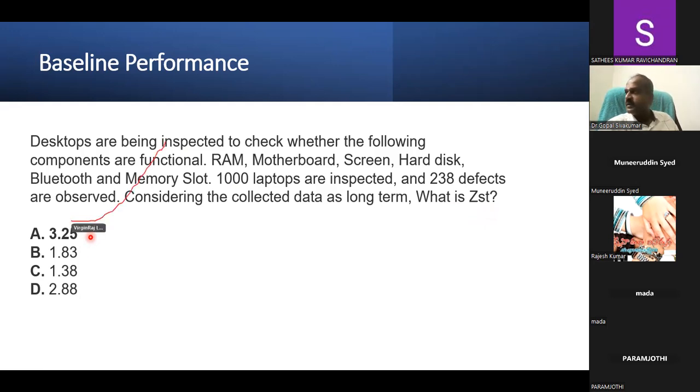6. Very good, 6. And the sample size 1000. Number of defects 238. Now you fill in these details, and DPMO will come straight away. ZST will also come, right? Yes. Hope everyone is clear and comfortable with this question.